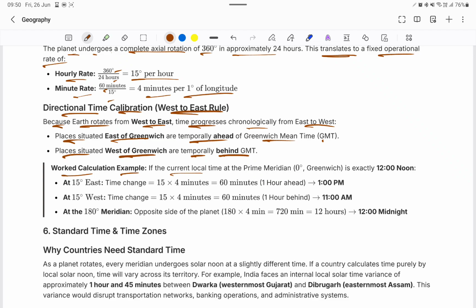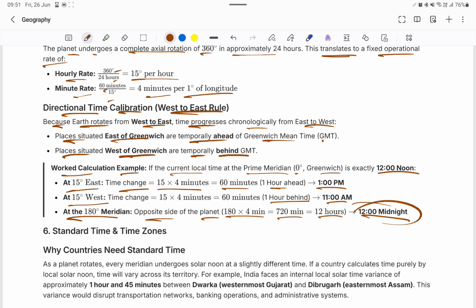If the current local time at the prime meridian, 0 degree Greenwich, is exactly 12 noon, then at 15 degree east, time changes by 15 degree into 4 minutes, that's 60 minutes. It's 1 hour ahead, like 1 p.m. And at 15 degree west, it would be 1 hour behind, 11 a.m. At the 180 degree meridian, opposite side of the planet, 180 degree into 4, that's 720 minutes, is equal to 12 hours. So 12 hours, midnight, rather than noon.